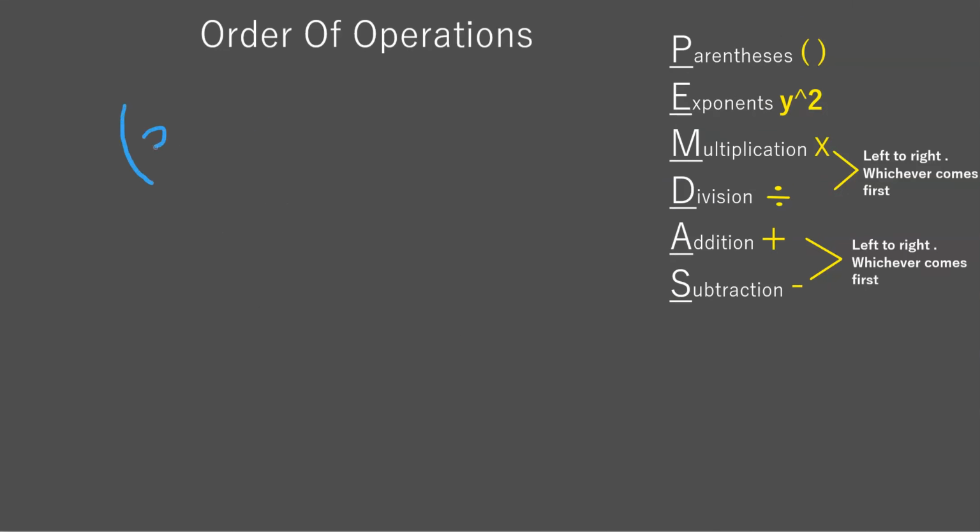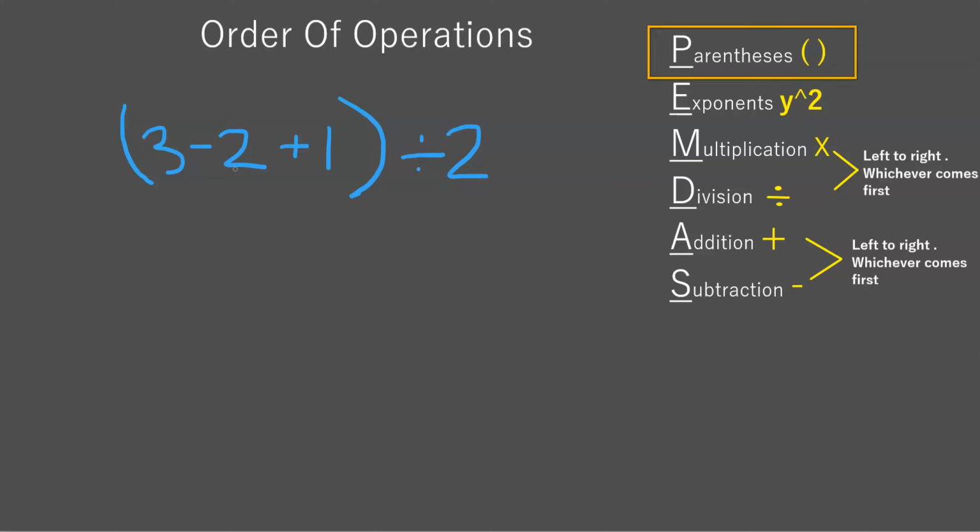Now for our second problem, I'm going to show you what I mean when I say addition and subtraction, left to right, whichever comes first. Again, just because A comes before S in our little saying, and addition looks like it's before subtraction, we don't do the addition first necessarily. So in this problem, we do have parentheses, so we're going to focus on everything that's inside of that first.